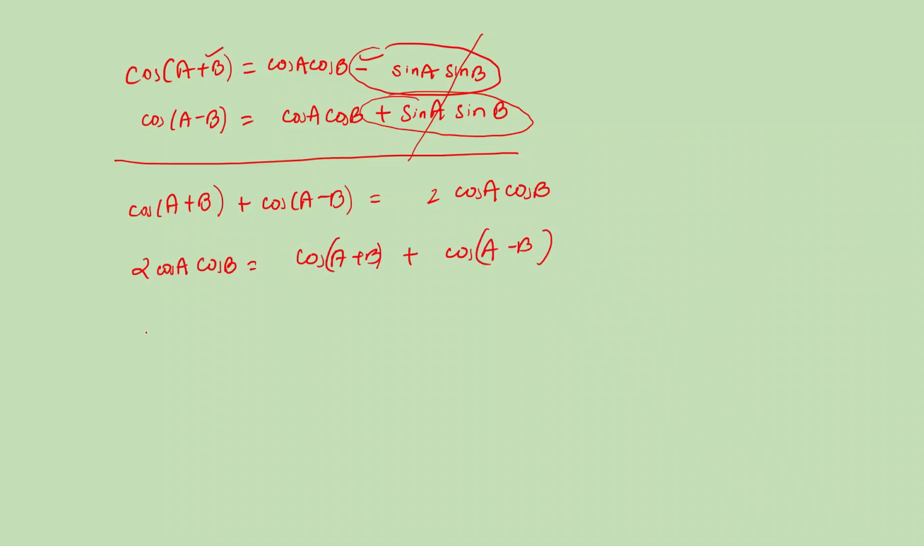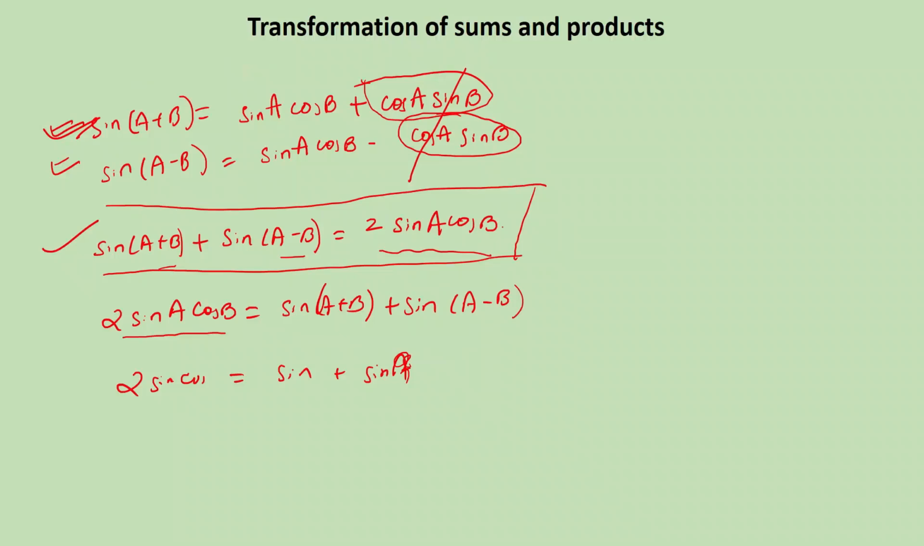So try to remember that 2 cos is actually cos plus cos. So we have got two more formulas. One is this, 2 sine cos is sine plus sine, and another one is 2 cos cos is cos plus cos. So that we got by adding the previously known equations.